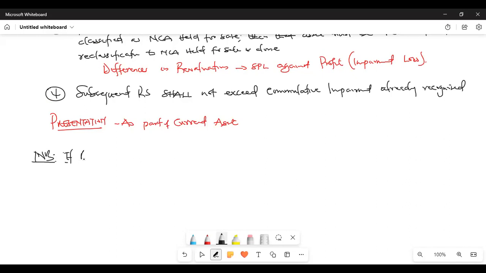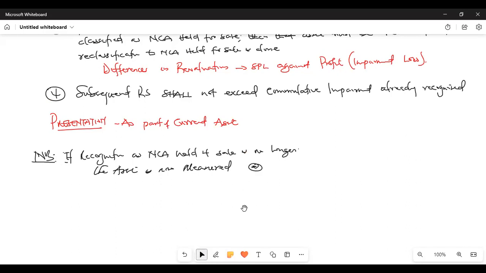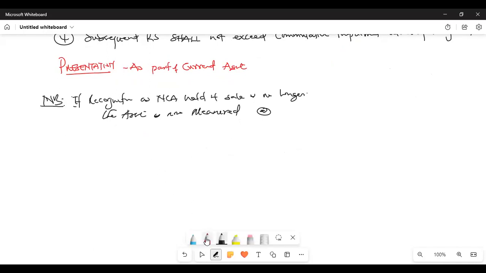If recognition as NCA held for sale is no longer met, the assets will have to be measured at the lower of cost and fair value, less cost to sell. That one we know. So what we are saying is that you will have to remeasure. The asset is now measured at the lower of the carrying amount and the fair value less cost to sell.